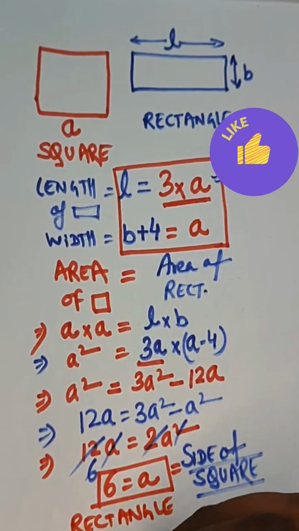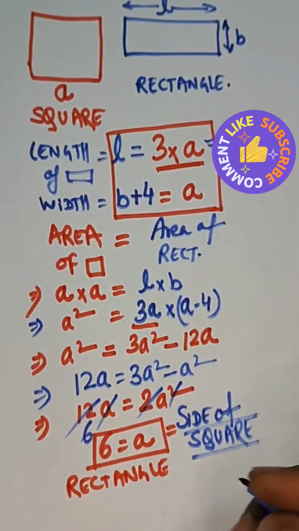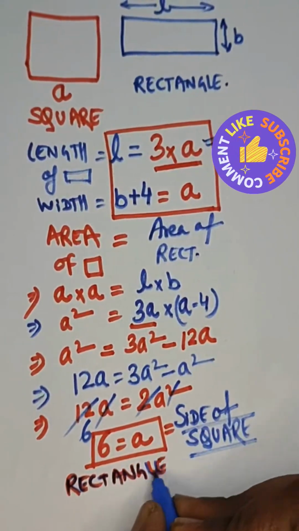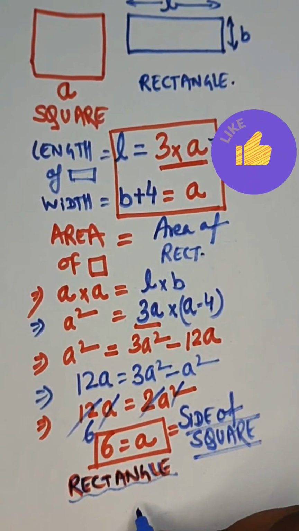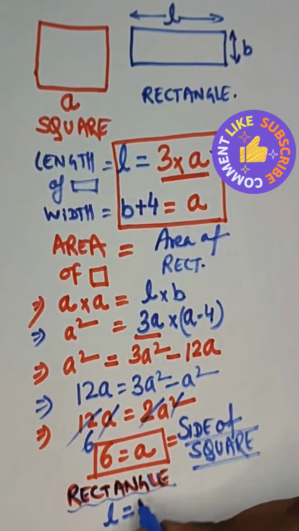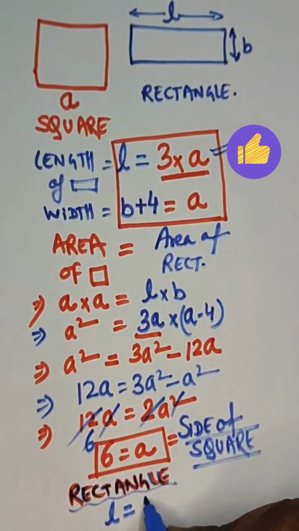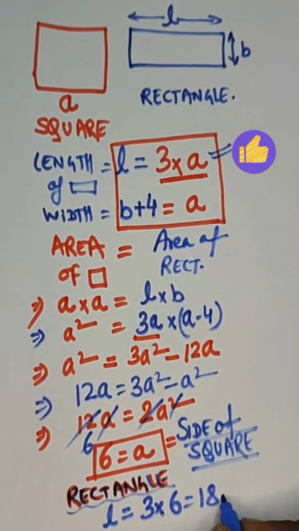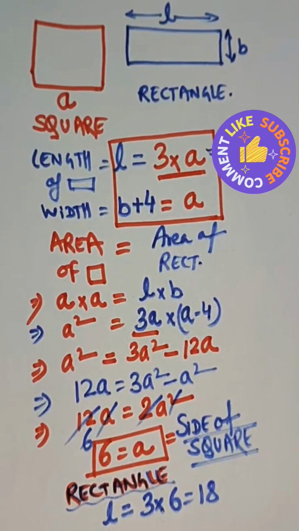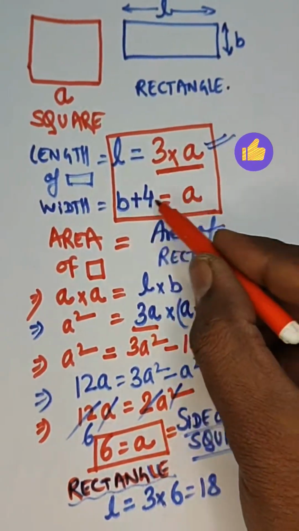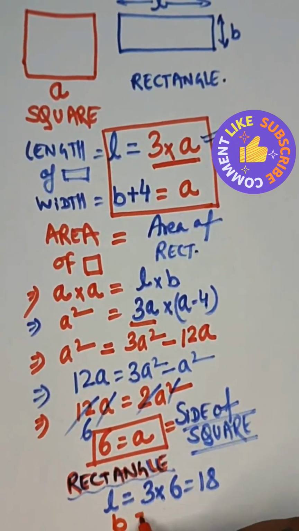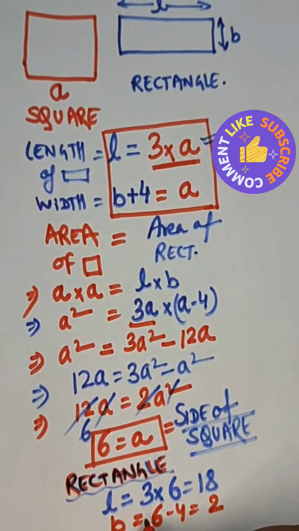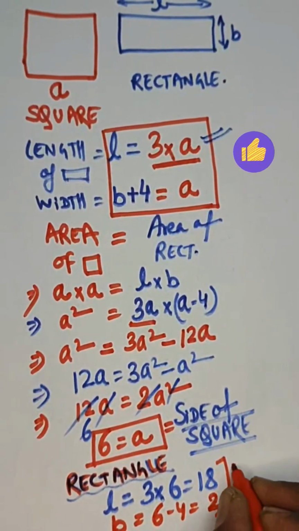For the rectangle, what is the length? Length is equal to 3 into A, so that means 3 into the value of 6, which will give you 18. So 18 units is the length. And what is the value of breadth? Breadth is given by A minus 4, and A is 6. So it will be 6 minus 4, which is equal to 2. So these are the dimensions of the rectangle.